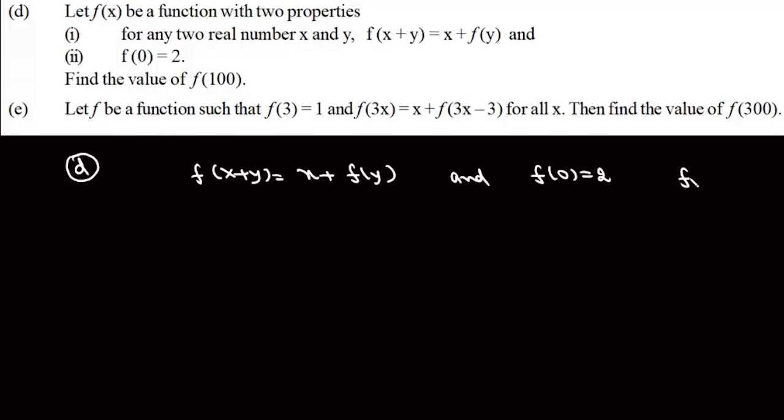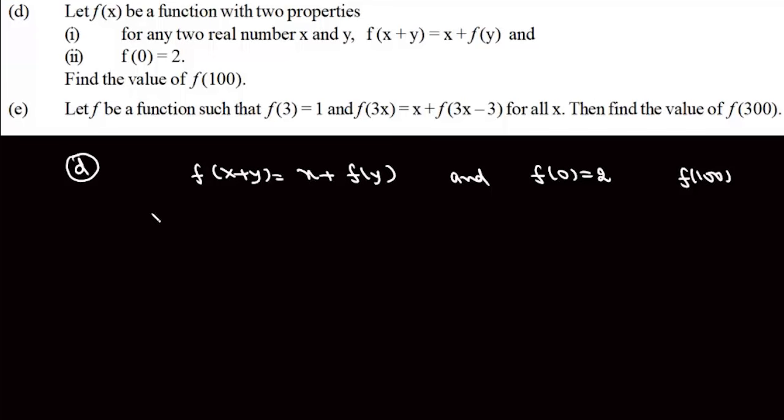Now in question number D, we are given a function f(x) with two properties. For any two real x and y, f(x + y) = x + f(y), and we are also given f(0) = 2. We need to find the value of f(100).